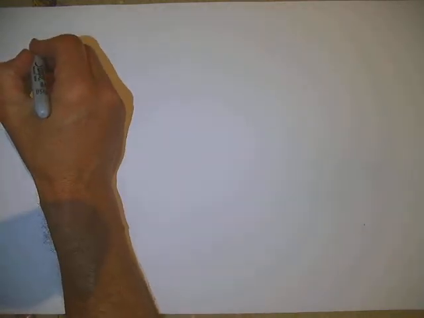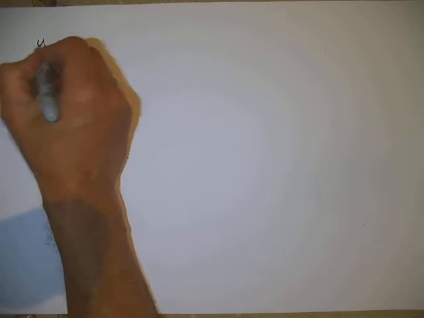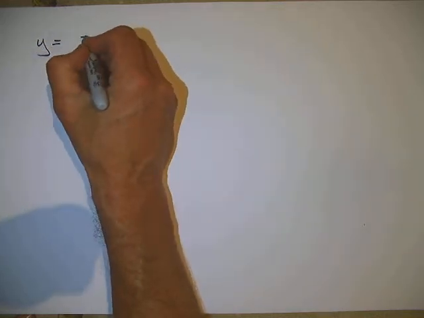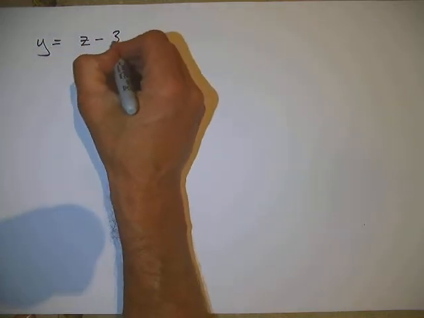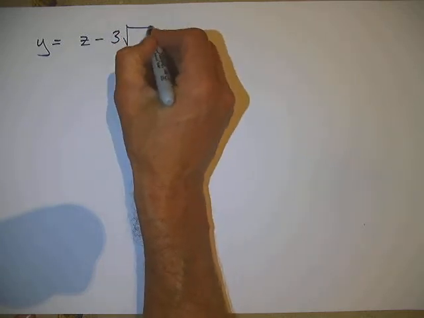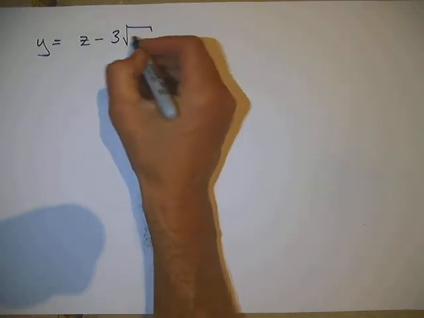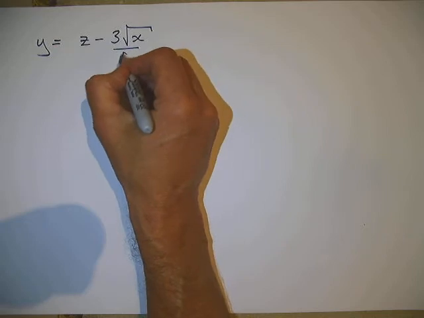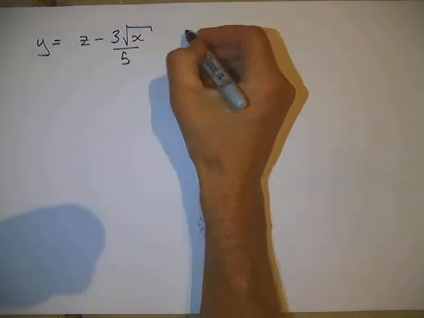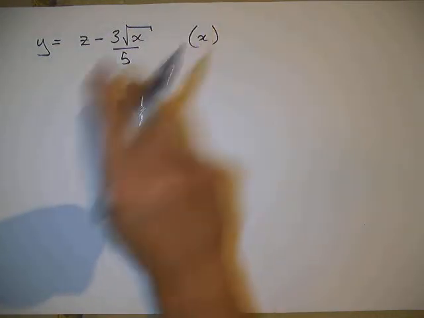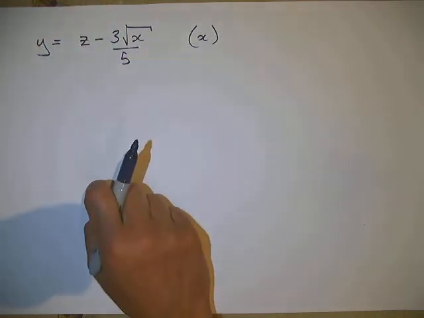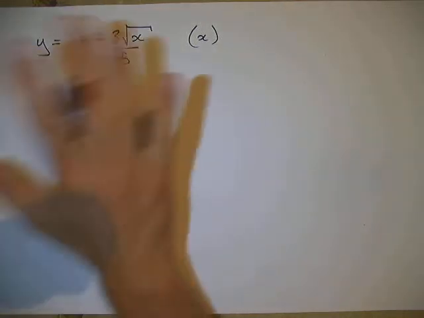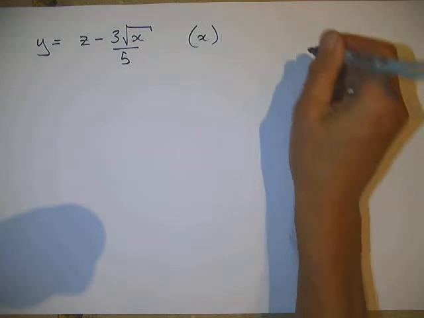Oh, that looks a good style of question. What about one that starts off with y equals z take 3 lots of root x over 5. And let's say I want x to be the subject. Now that looks hideous, doesn't it? Just do it step by step.